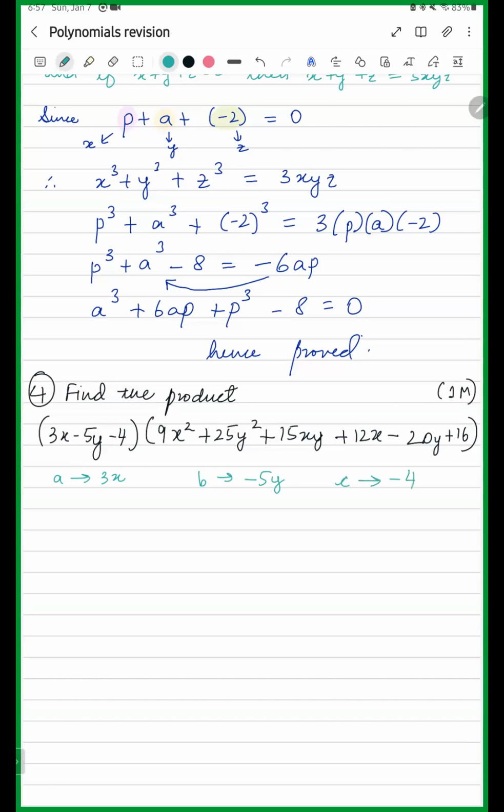So this thing becomes a plus b plus c into a square, 3x whole square. What is 3x whole square? It is 9x square, right? So let's do it step by step. You will write it as 3x minus 5y minus 4 into 3x whole square. This green thing, don't write it yet. Cut.